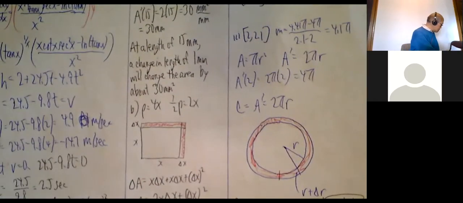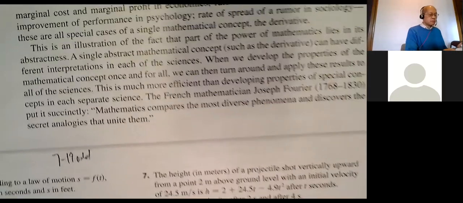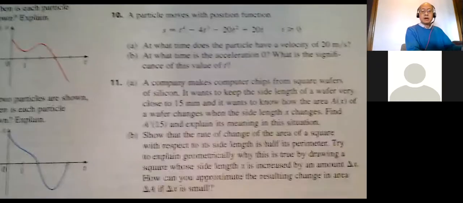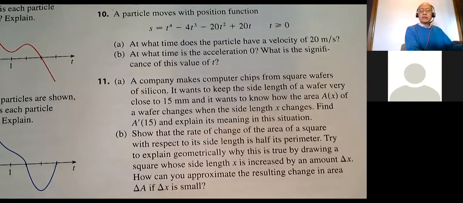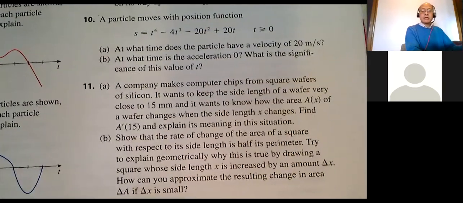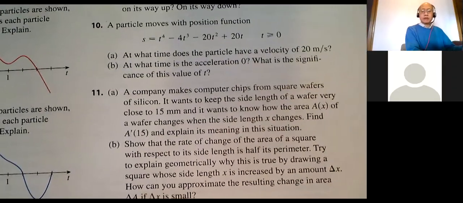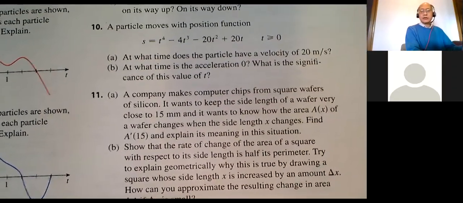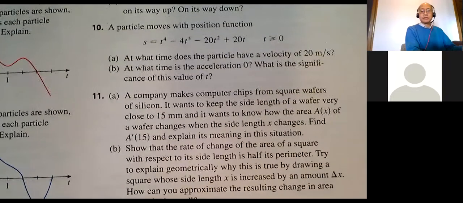Right, so that's that. Then part B. Show that the rate of change of the area of a square with respect to side length is half the perimeter. Okay, it's actually easier than you think. You just have to know what it's talking about.